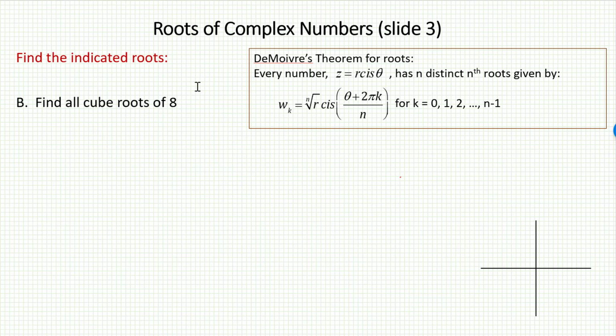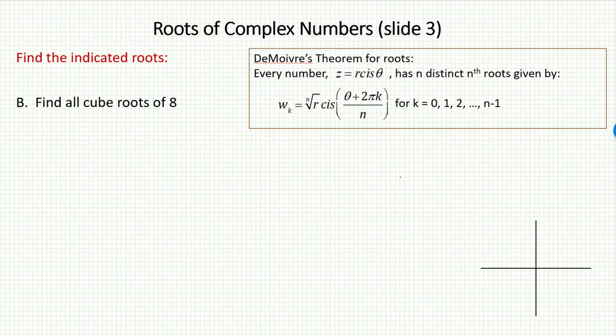But there must be 3 in all, because we know that every single number has n nth roots. There are 3 answers here. This de Moivre's theorem for roots can help us find all 3. Now, maybe you're thinking, but 8 isn't even a complex number. It's just a real number.